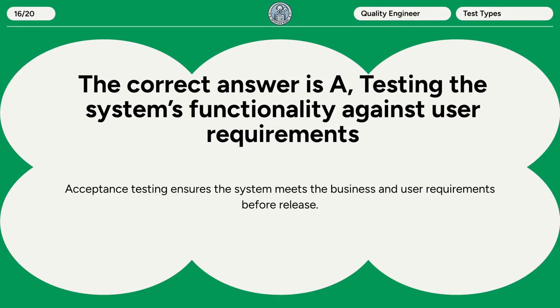The correct answer is A. Testing the system's functionality against user requirements. Acceptance testing ensures the system meets the business and user requirements before release.